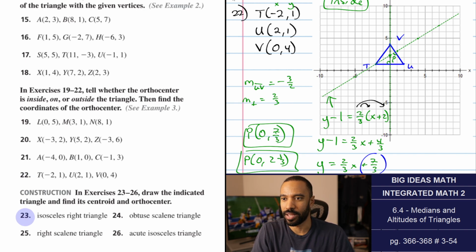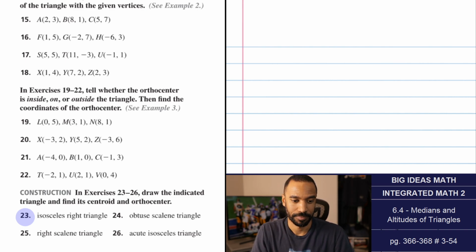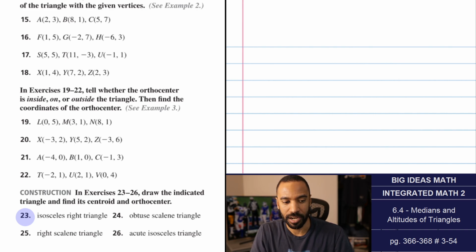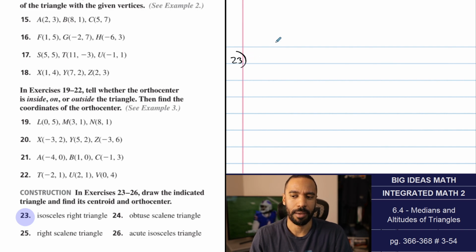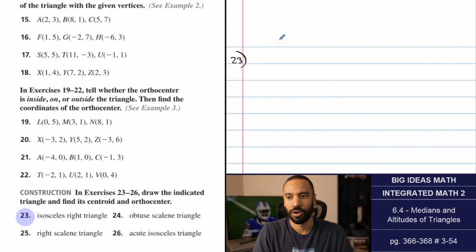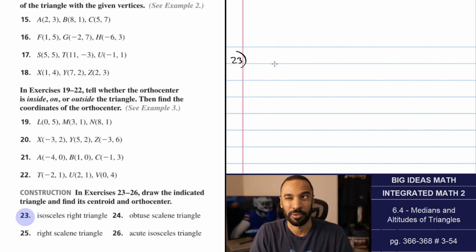Numbers 23 to 26. Draw the indicated triangle and find its centroid and orthocenter. There's a lot that's expected of us. We also have to draw an isosceles right triangle. I wonder if they expect me to use a compass to construct that portion as well, or if I'm just good to do what I do. I suppose I will. So here's how we'll go about this.